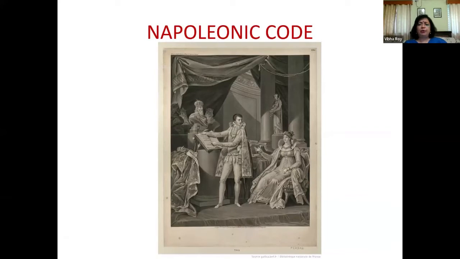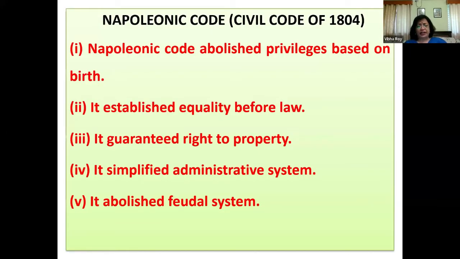And they followed the Napoleonic Code. What was his code? This is very important for the question. The Napoleonic Code, that is the Civil Code of 1804. What did it do? It abolished privileges based on birth. Whatever privileges they got based on their birth were abolished. It established equality. Everybody should be equal before the law. It guaranteed the right to property. It simplified the administrative system, and it abolished the feudal system.